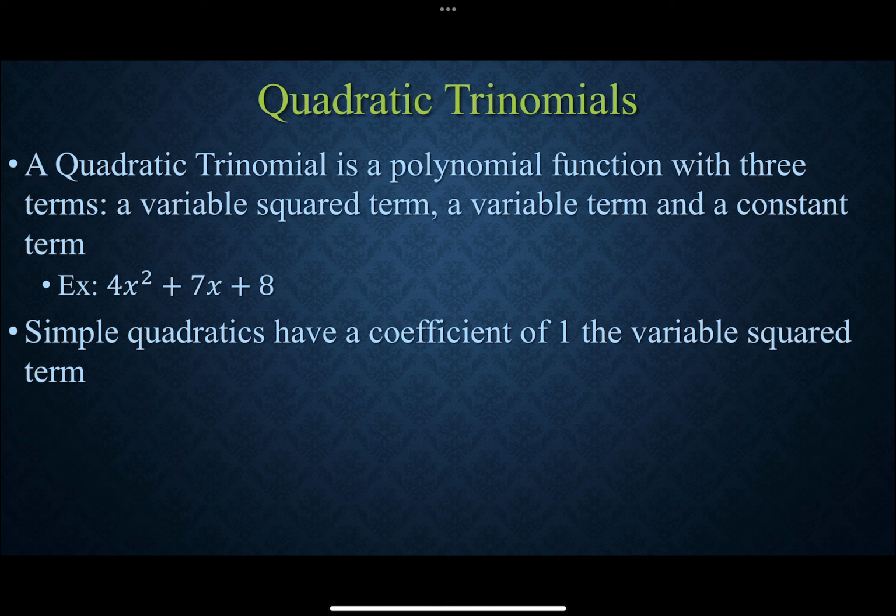So some terminology, so we're talking about a quadratic trinomial. We have a three-term expression, variable squared, variable, and a constant. So 4x squared plus 7x plus 8 would be a quadratic trinomial. Simple quadratics will have a coefficient of 1 for the variable squared, so just be an x squared or an a squared or whatever.